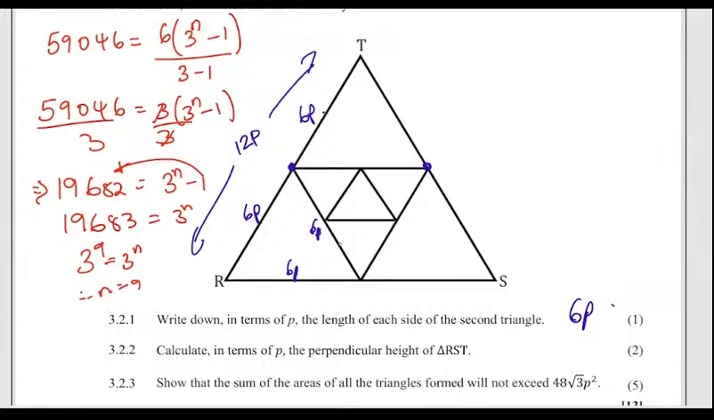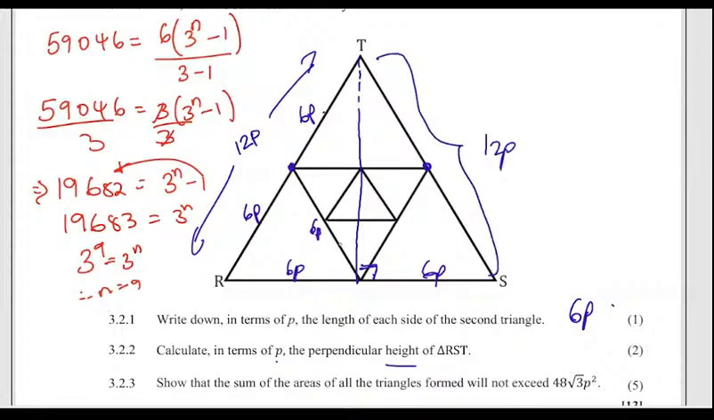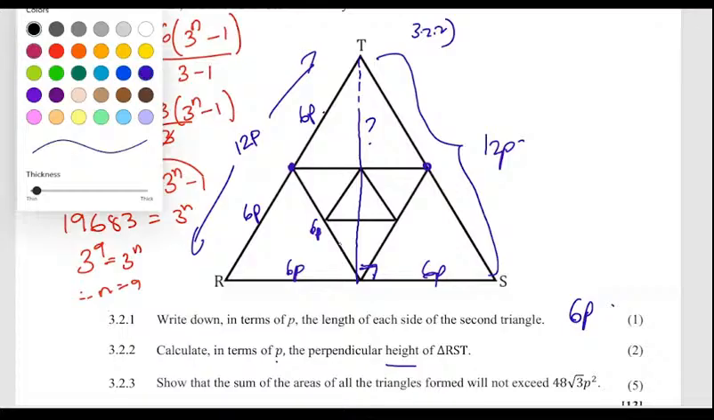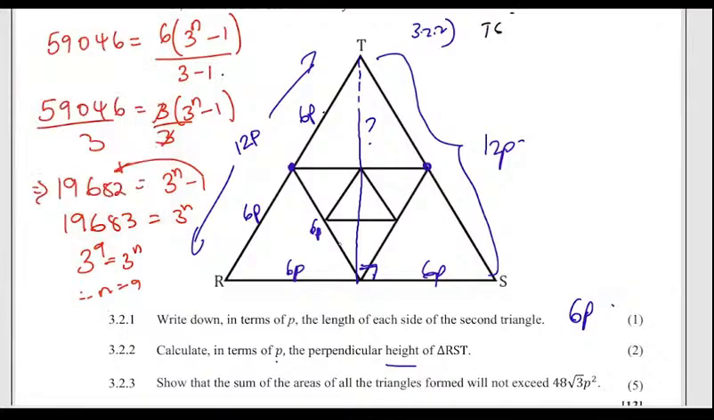Then 3.2.2, calculate in terms of p the perpendicular height of RST. So the height that makes 90 degrees with the base. I'll divide this into 2. If that's a 90, meaning that I have a 6p, this is also a 6p. But initially, this was a 12p. Now they want me to find that, so I have to use the theorem of Pythagoras. What does the theorem of Pythagoras tell us? That ta squared must be equal to, I'll call it m, tm squared plus ms squared, but it's 2 marks. I don't know why I'm stressing with this.